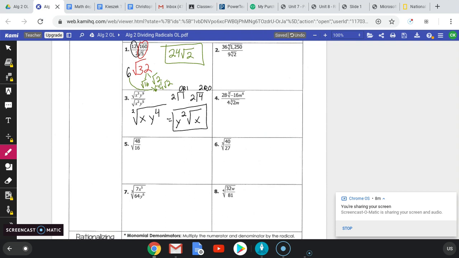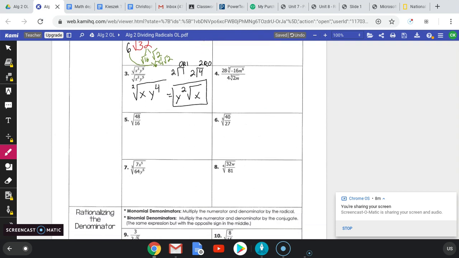Let's look at number 5. No coefficients, I don't need to divide there. So 48 divided by 16, that gives me 3. And in fact, I'm done there. That cannot be divided anymore. There's no perfect square that goes evenly into square root 3.